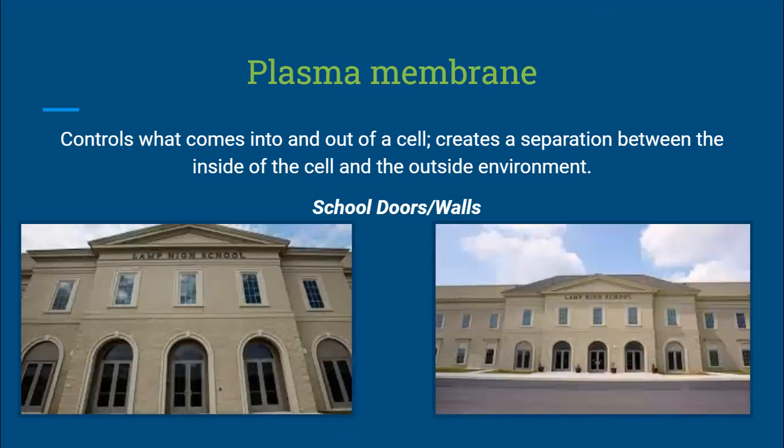The plasma membrane controls what comes into and out of a cell and creates a separation between the inside of the cell and the outside environment. This is similar to the school doors and walls. The walls keep anything out, and anything inside, and the doors only let the select few, like students and teachers, in.